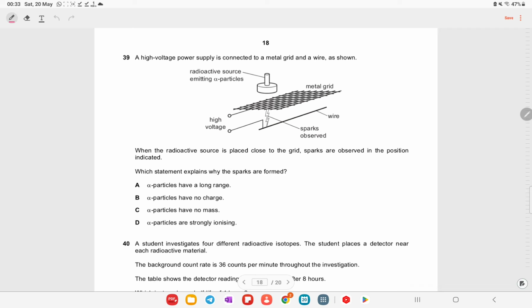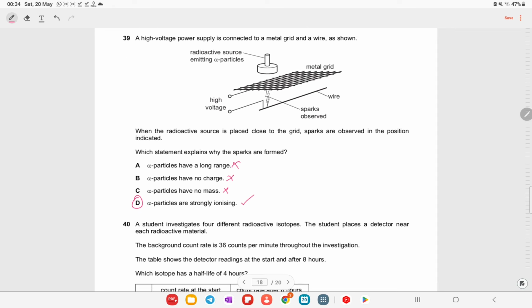Okay, moving to the next question. A high voltage power supply is connected to a metal grid and a wire as shown. When the radioactive source is placed close to the grid, sparks are observed in the position indicator. Which statement explains why the sparks are formed? Alpha particles have longer range? This is wrong. Alpha particles have no charge? They have a charge. Alpha particles have no mass? No. Alpha particles are strongly ionizing? Yes, this is the right answer for this question.